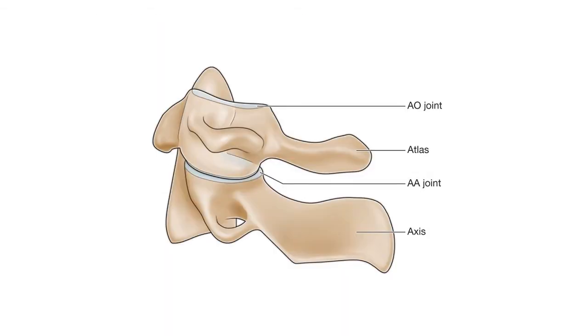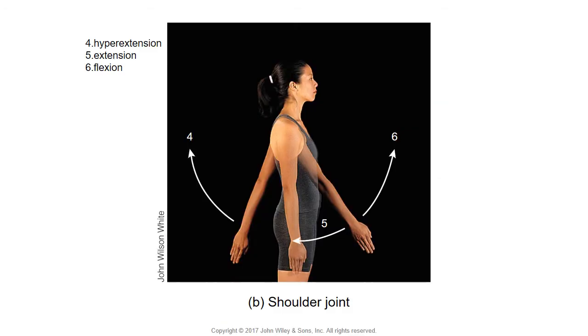Next slide. There's just a side view of the AO joint and the AA joint. Next slide. Shoulder joint. So we have flexion would be this way. Extension is number 5, and then hyperextension going backwards, number 4.